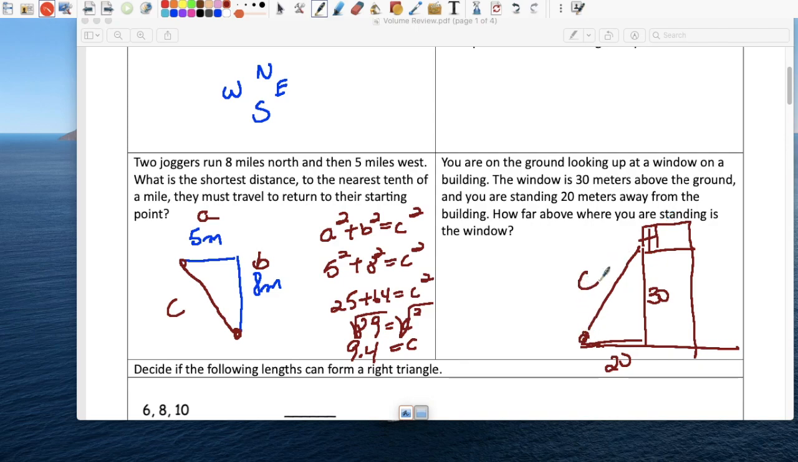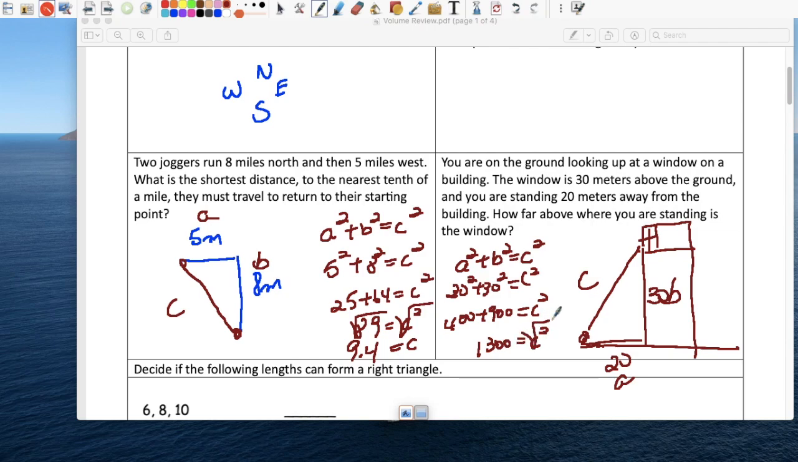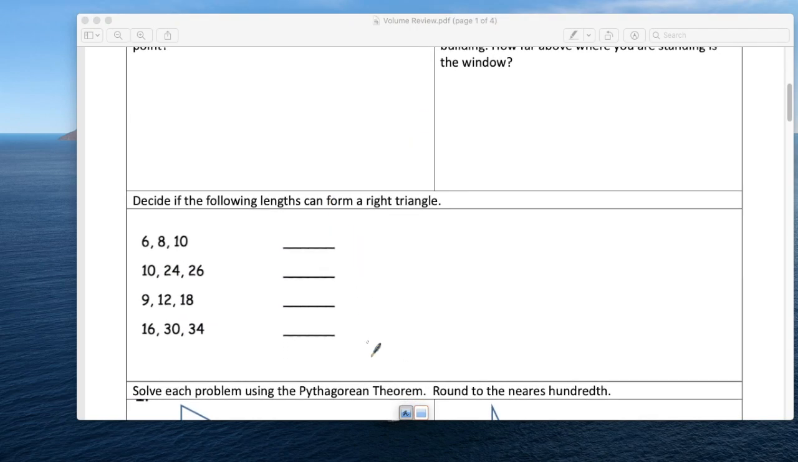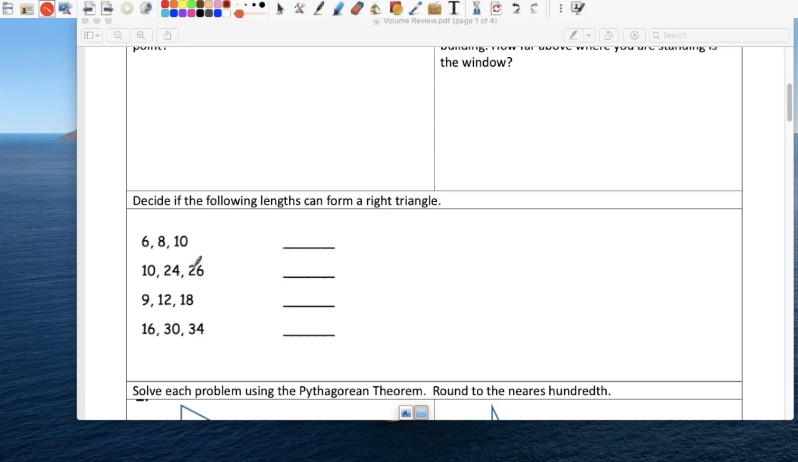So this is, again, you're looking for C. So A squared plus B squared equals C squared. Let's call this A and let's call this B. It doesn't matter, but 20 squared plus 30 squared equals C squared. We get 400 plus 900 equals C squared. 1300 equals C squared, square root of both sides, and then we want the positive, so the square root of 1300 equals 36.05, 06, rounded. Okay, so now do these side measurements form a right triangle?